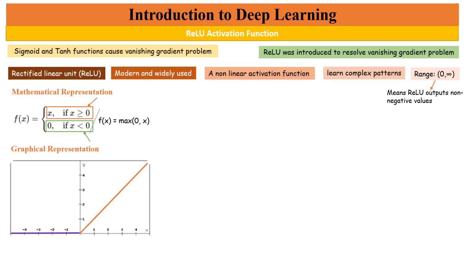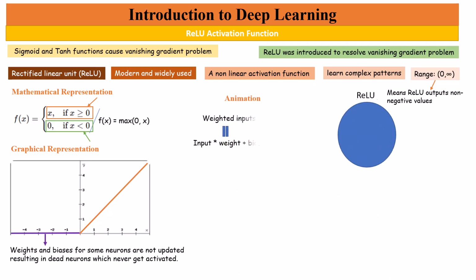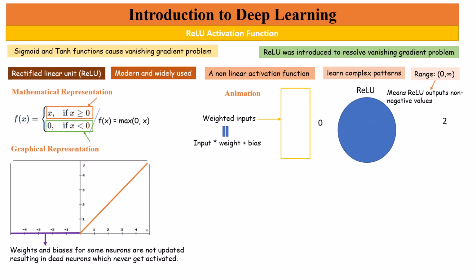Due to this reason, during the backward pass, the weights and biases for some neurons are not updated. This can create dead neurons which never get activated. As the graph shows, ReLU passes only the positive part of the signal forward, effectively turning off neurons for all negative input. As shown both mathematically and graphically, ReLU operates on the weighted input, that is, the input obtained by multiplying the input value with the weight and adding the bias. Now, observe this animation. ReLU outputs the positive values as they are and gives 0 for any negative input.